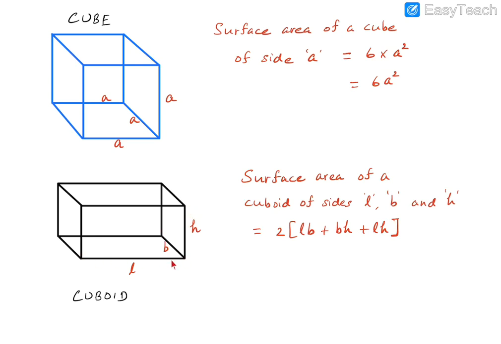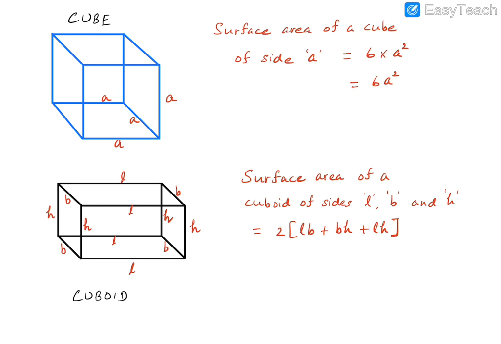Whatever is L, all the sides parallel to it will have the same value L. So this will also be L, this will also be L, and this will also be L. Similarly, whatever edges are parallel to B will all have the same value B, and all the edges parallel to H will have the same value H, and this as well.